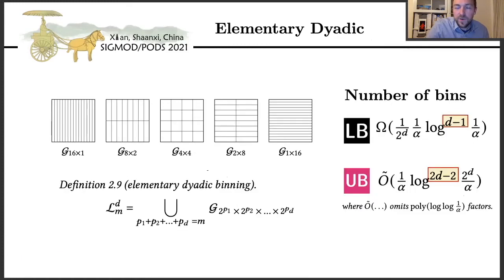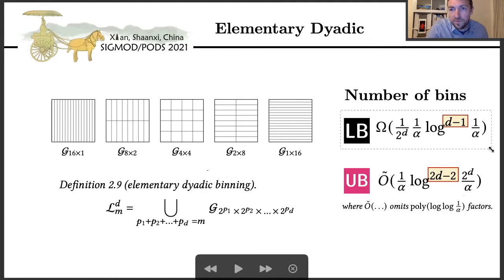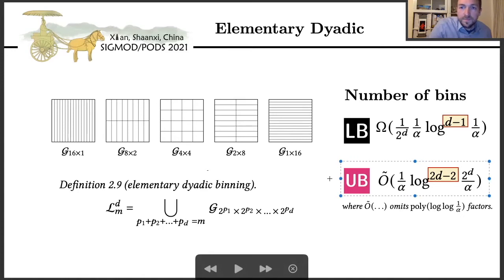And the question is, okay, is this lower bound maybe a bit too loose, or is there some other technique which has a better complexity? And that is an open question. So at this point, it's basically narrowed down to this factor of 2 and a couple of log-log factors. And the upper bound is this elementary dyadic binning. So let me now give you a rough idea of what that is.